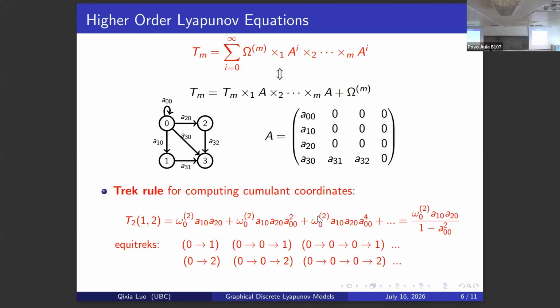Okay, so let's take a closer look at the first version of the higher order Lyapunov equation. This one is interesting because it has a nice combinatorial interpretation. This interpretation is called the trek rule, and it's used for computing the entries of T^m, which are indexed by these combinatorial structures called equitreks. I just want to demonstrate how this works with an example.